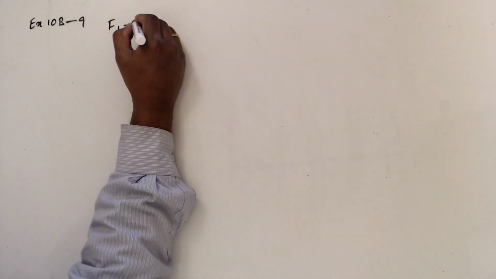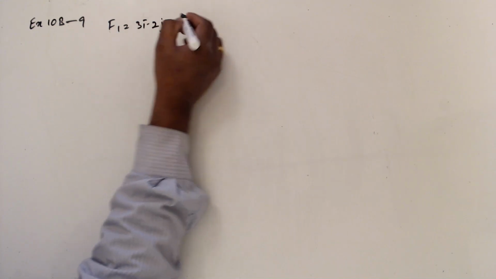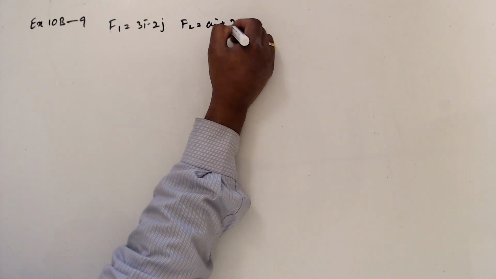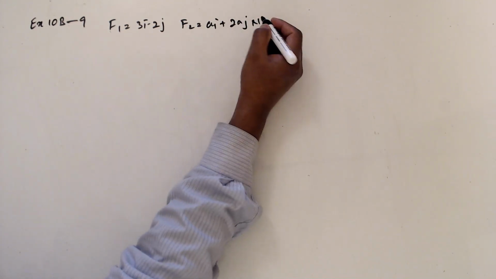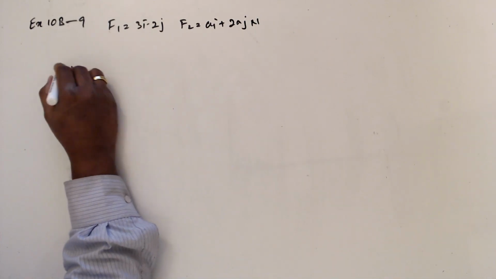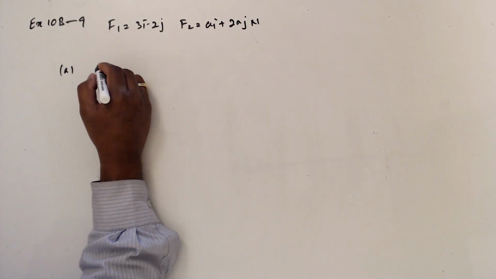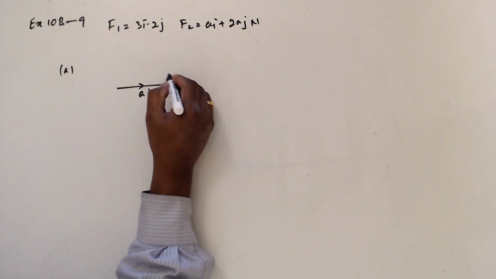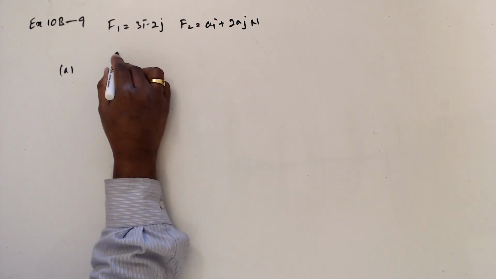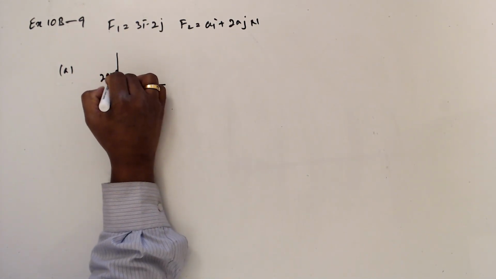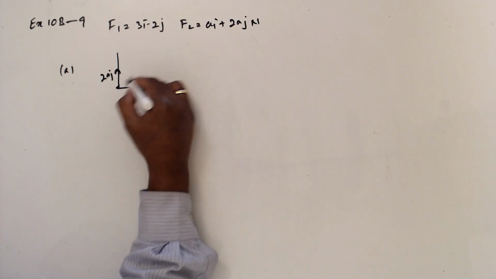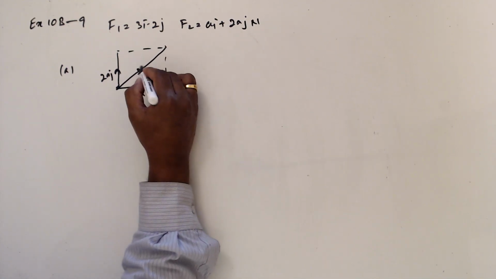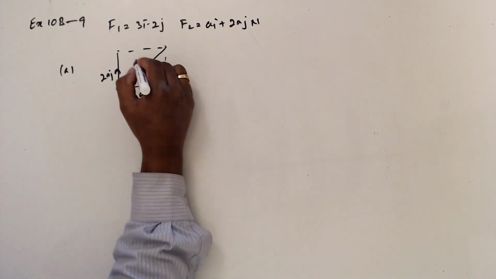Question number 9. F1 is given as 3i minus 2j. F2 is given as ai plus 2aj. Question A: we need to find the angle between F2 and i. So F2 is ai plus 2aj, acting on the particle. We'll work out the direction of that F2.